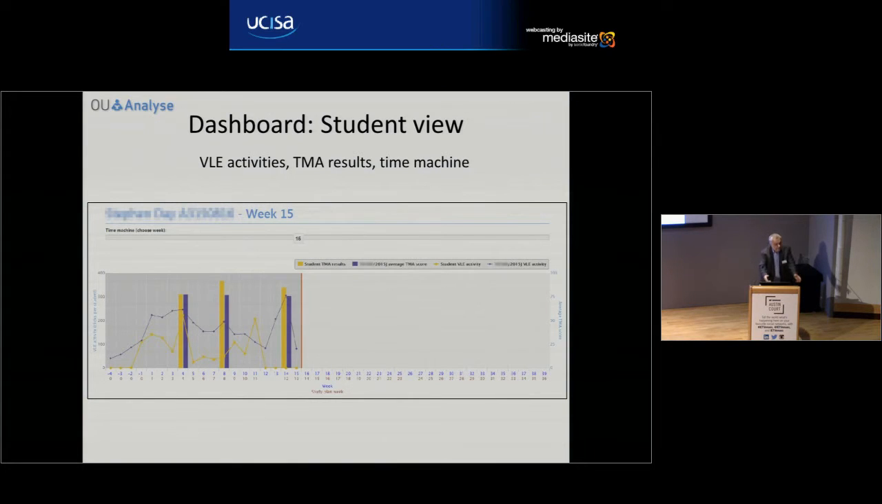So if you click, you will get a student view. And this is a page or screen which is specific for this blurred student. And you can compare performance of the student, which is the yellow, to the performance of the whole cohort, both in terms of TMAs and also VLE activities. So this is the top part, obviously, again, time machine.